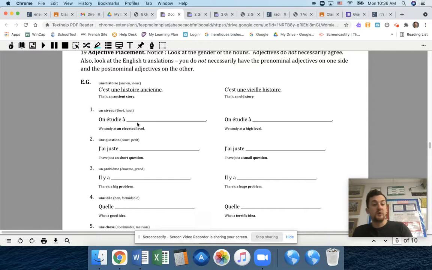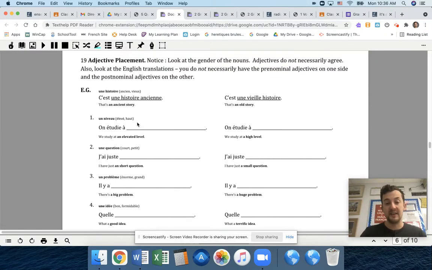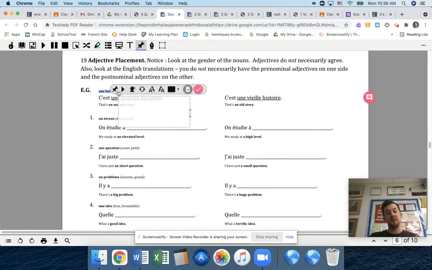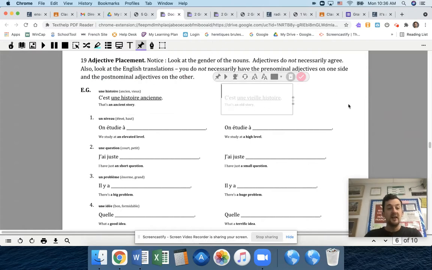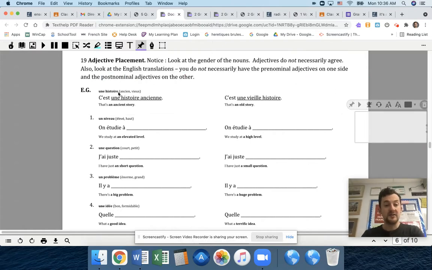You're going to create, so you've got two sentences, one on the left and one on the right. You're going to create a sentence given the words that are given. So let's look at the example real quick. You've got une histoire. You're going to use the word une histoire in two different sentences, a story. And you're going to use either ancien or vieux. Ancien means ancient and vieux means old. They mean the same thing, but one of these goes before the noun and one of them goes after, right?